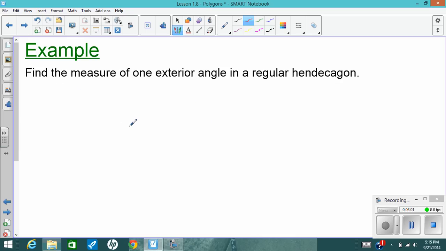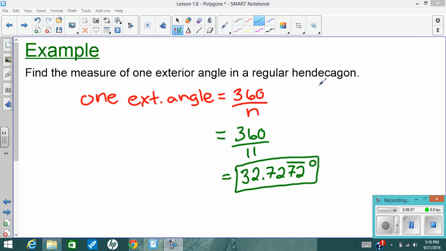So pause the video and try this example using the exterior angle formula. If you knew that a hendecagon had 11 sides, and you plugged in here 11 for n, the number of sides, and simplified, you should get that each exterior angle is 32.72 repeating degrees. So we possibly could round this to 32.7 degrees.